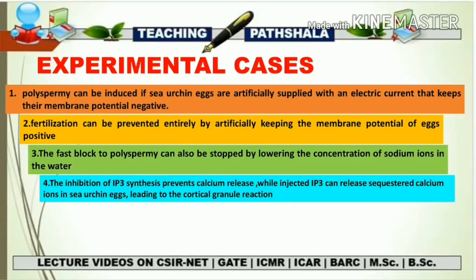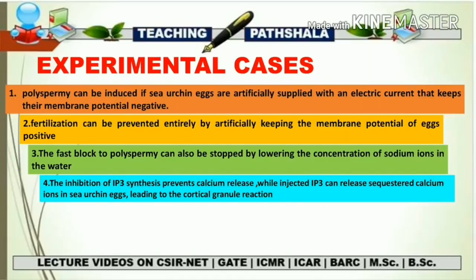The third experimental case is that the fast block of polyspermy can also be stopped by lowering the concentration of sodium in the water. As we have seen, the initial source of entry of sodium into our egg is from the seawater. So in an artificial condition, if we lower the concentration of sodium in the water, automatically there will be a prevention of the fast block of polyspermy.